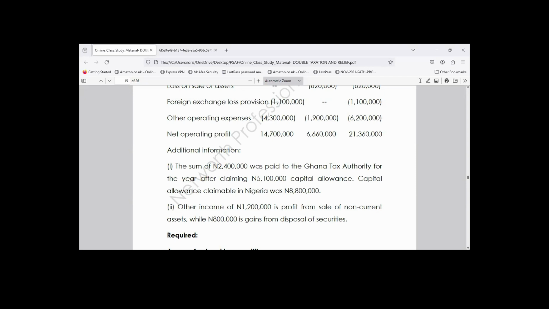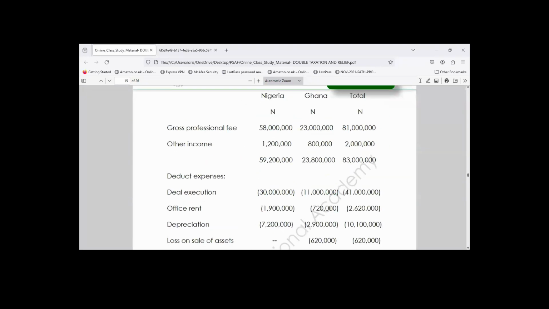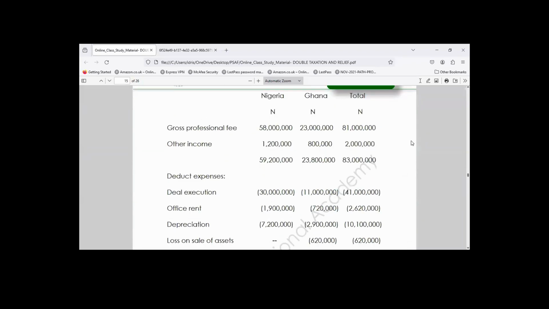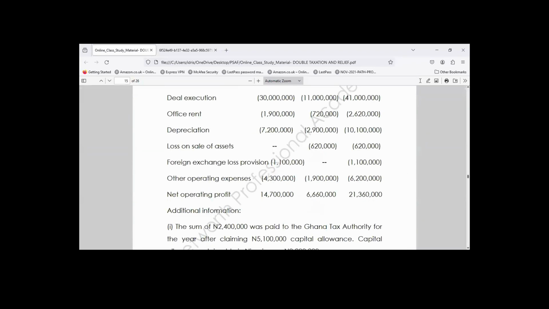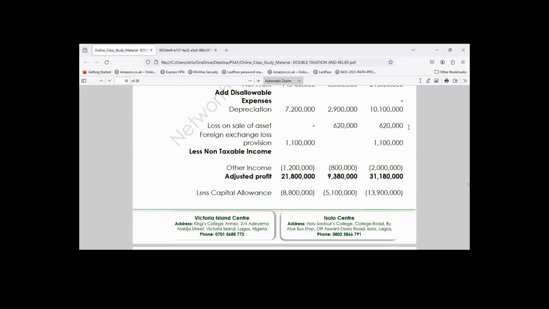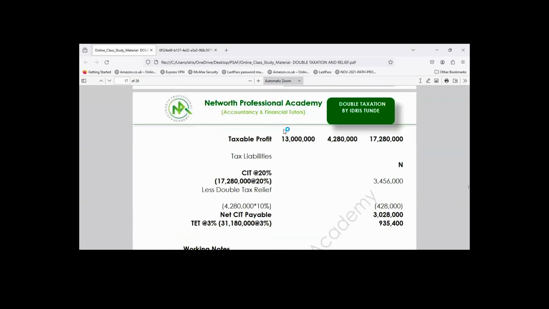So when you want to compute your double taxation, you look at the Nigeria business and the foreign business and total. You start with net profits, add disallowed expenses, less non-taxable income, you get your adjusted profit. Less capital allowance from adjusted profit, you get your tax. So if there's an agreement, they'll give you a double taxation tax rate.